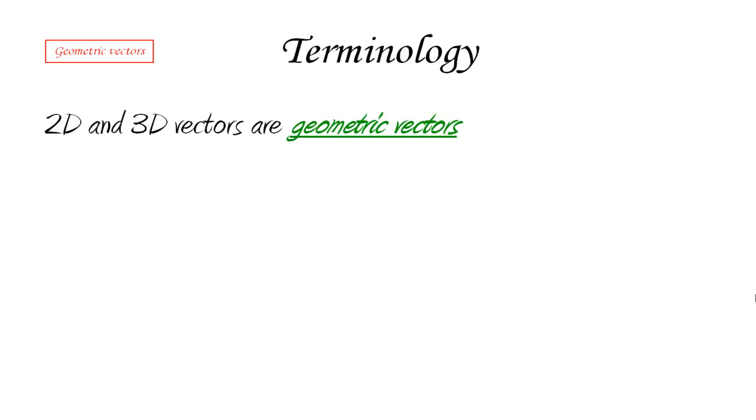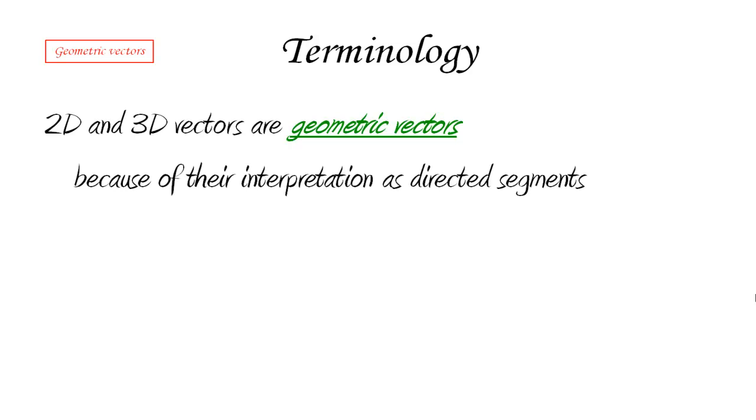But I'm going to spend some time on some different aspects of terminology having to do with 3D and 2D vectors. First of all, as I mentioned earlier, we're going to call them geometric vectors simply because of their interpretation as directed segments. We can actually see them, we can visualize them, we can interpret a lot of their properties in terms of geometric properties, some of which we're familiar with, some of which we're going to learn as we go.